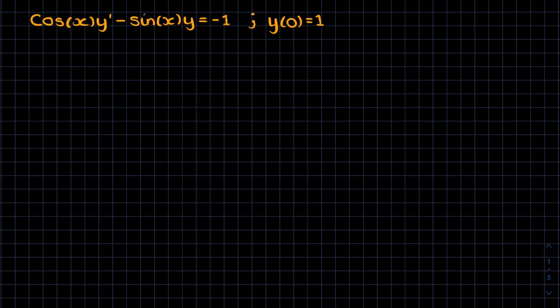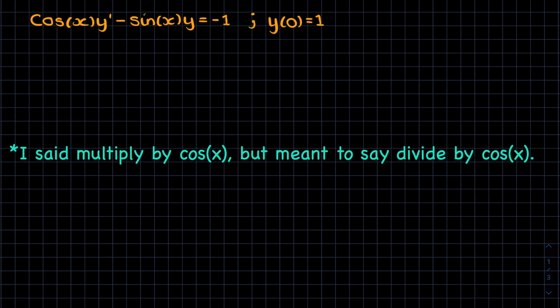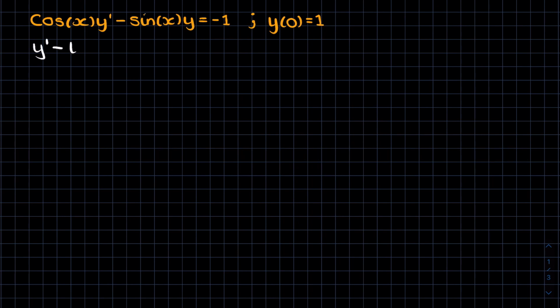Let's try another example. Here we have a first order linear ODE, so we know that we can apply the integrating factor method. The first thing we'll want to do is check that y prime is by itself. Here we can see that it's not, so we need to multiply both the left and right hand sides by cosine of x. This gives us y prime plus tan of x times y equals minus 1 over cosine of x.